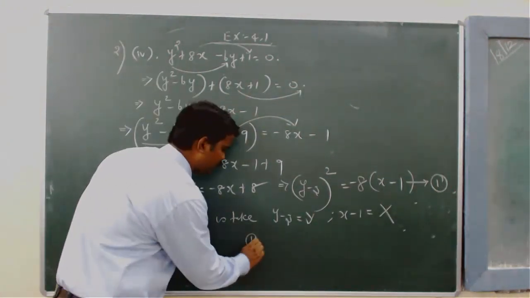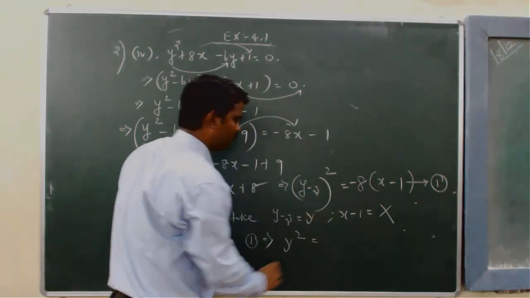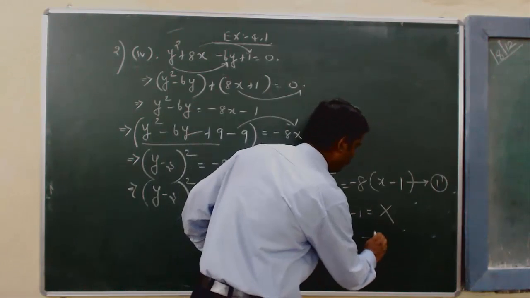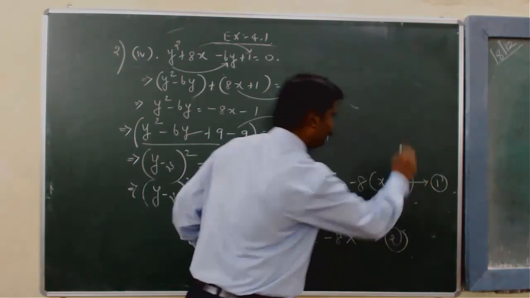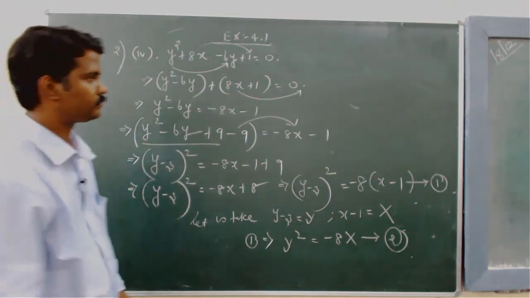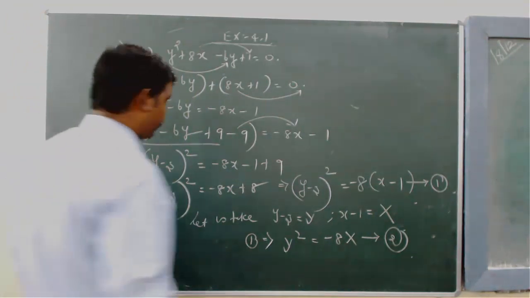Now equation 1 implies what you will get? It is capital Y square is equal to minus 8 into capital X. And you call this equation number 2. Now what will come in the next step?